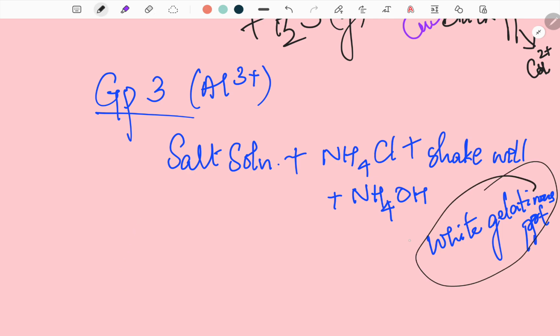Now, the white gelatinous precipitate that you're getting is aluminium hydroxide. Normally we think that it is aluminium chloride because of NH4Cl, but no, it is actually Al(OH)3, which is aluminium hydroxide.